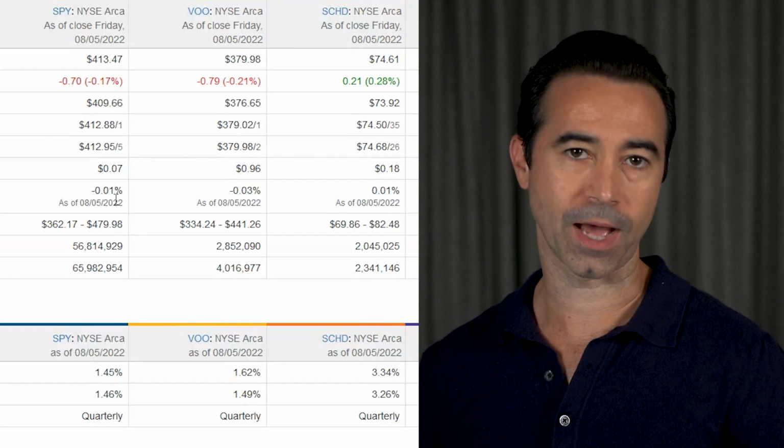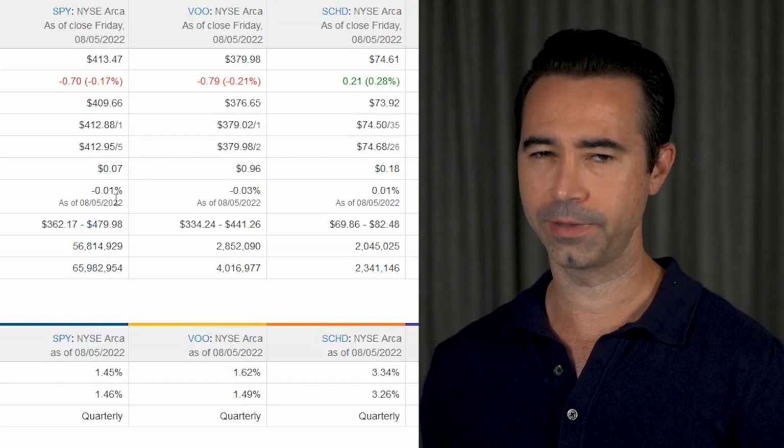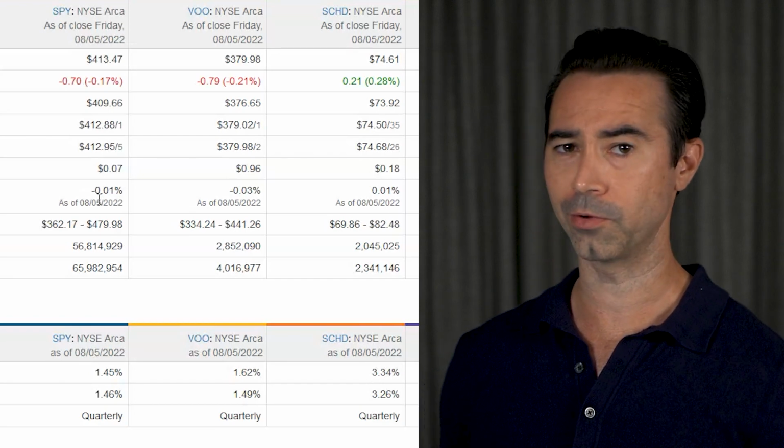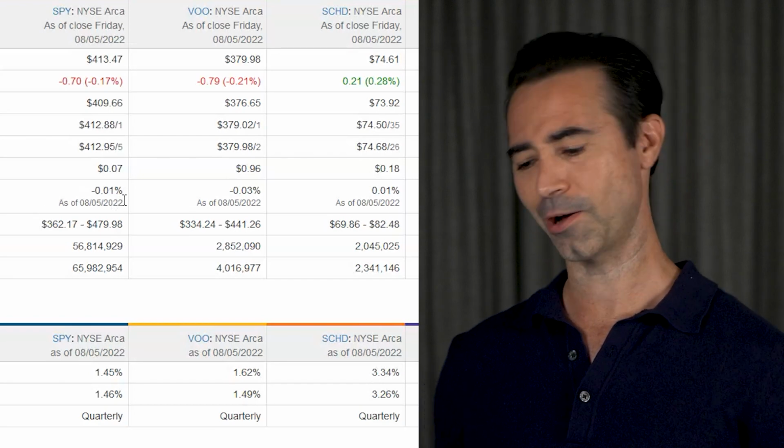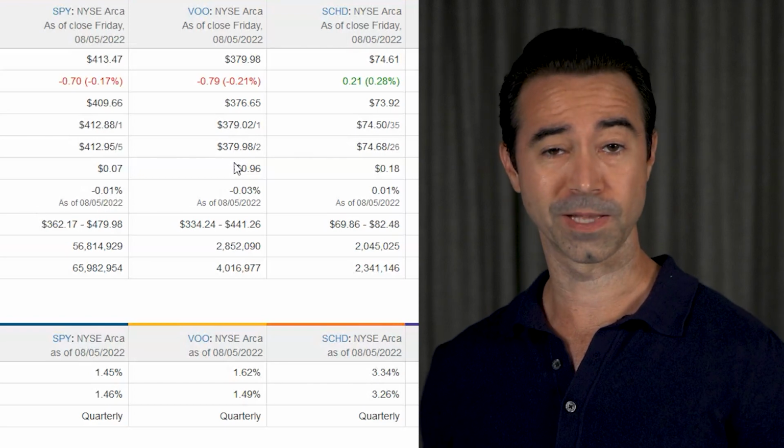And of course, you're going to go with SPY. But that's probably the only reason. If you don't have millions of dollars to trade, don't go with SPY. Go with VOO because you're getting a lower expense ratio for the same thing essentially. Okay, so that's out of the way.